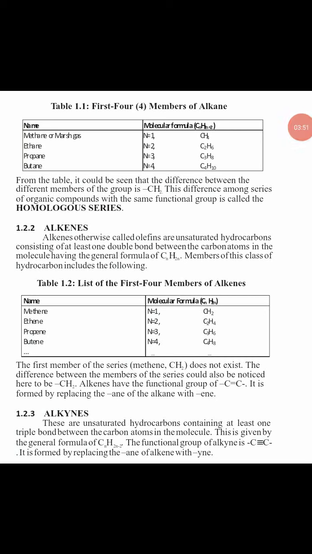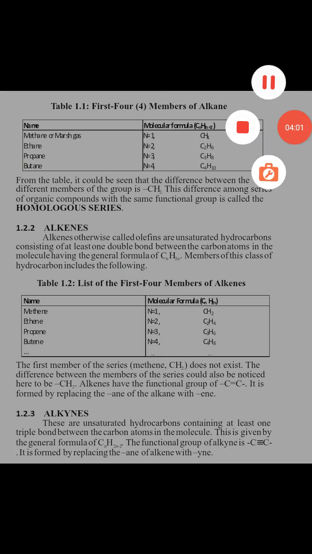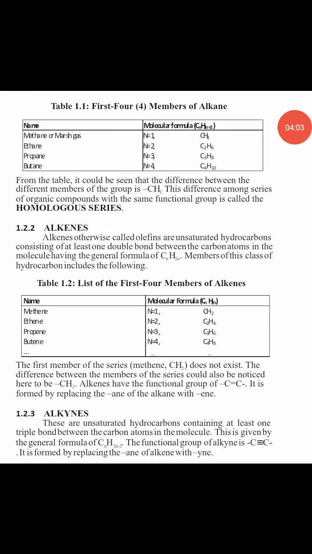So that is what alkane is all about. The same thing is applicable to alkenes and alkynes. The notes are there. Alkenes have the general formula CnH2n, while alkynes have the general formula CnH2n-2. All right, don't forget, 1 is meth, 2 eth, 3 prop, 4 but, like that.